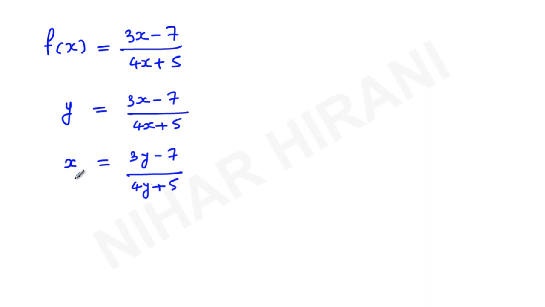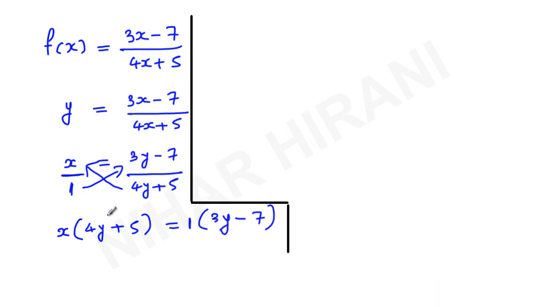Now let us say here we have 1, and now let's do the cross multiply. So I will take 1 over here and 4y plus 5 over here. So that will be x into bracket, this 4y plus 5 will go here. So x times (4y plus 5), and this side I have 1. This 1 I took here, into bracket (3y minus 7). Now let us further simplify this.